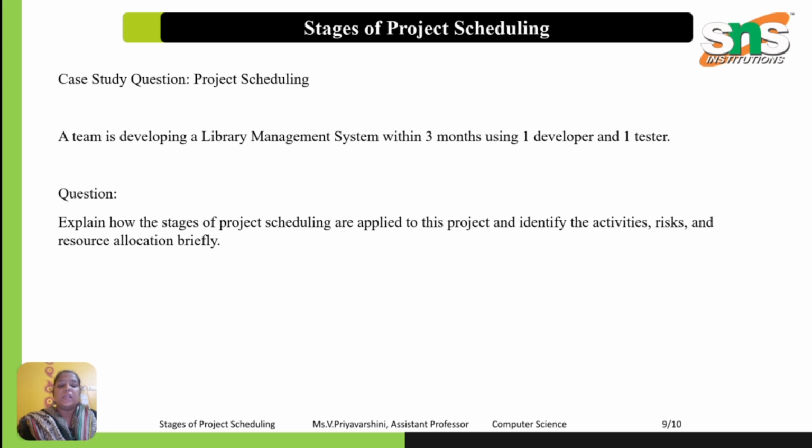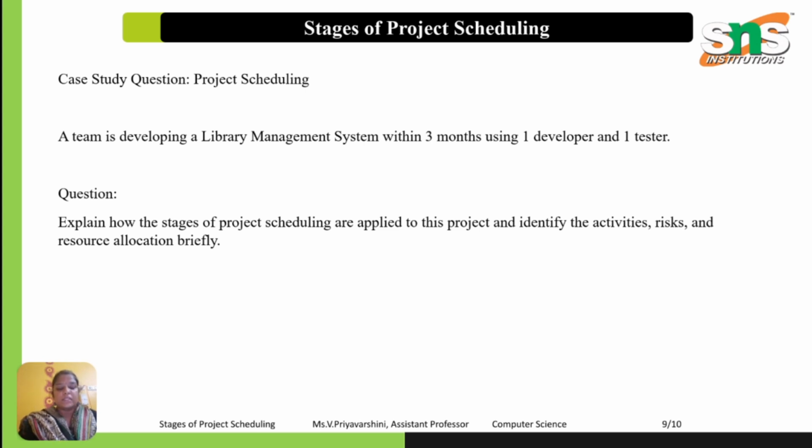Stage 1: activity identification and sequencing. The team first identifies all the project activities: requirement gathering, system design, database design, coding, testing and deployment. Those activities are arranged in the following sequence: requirement, design, database design, coding, testing, deployment. So this ensures the logical flow of work.